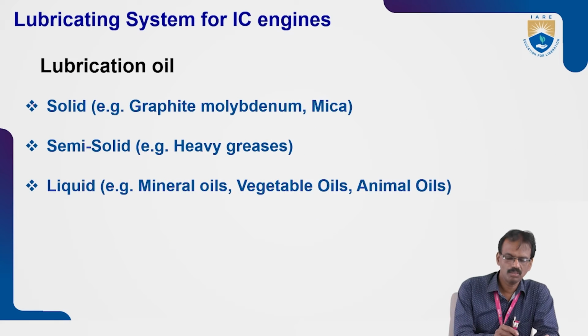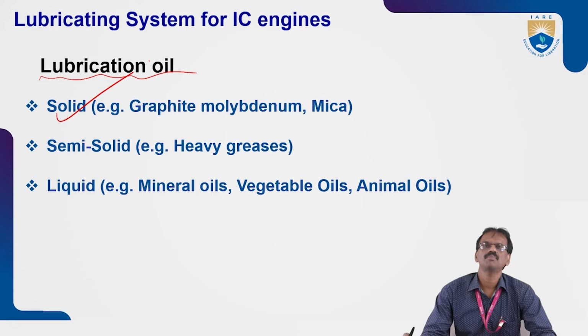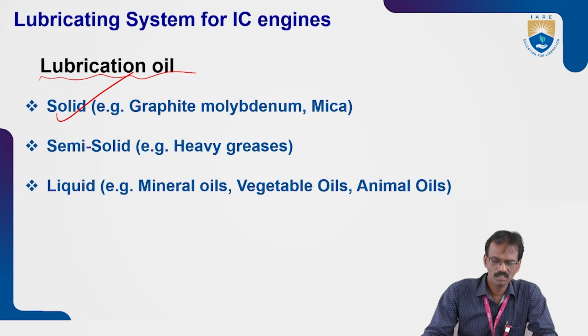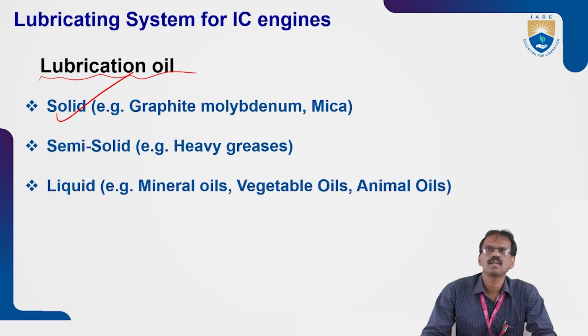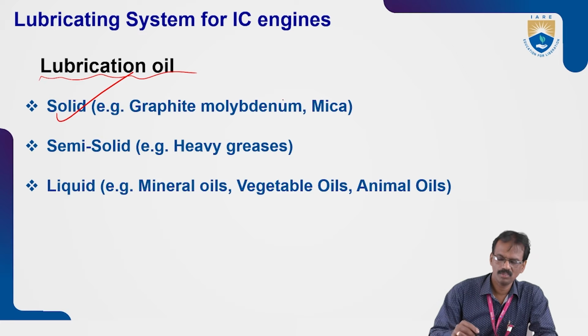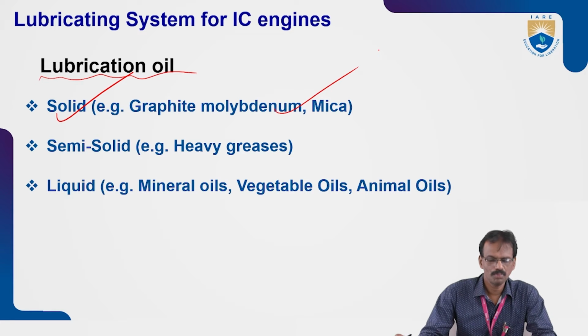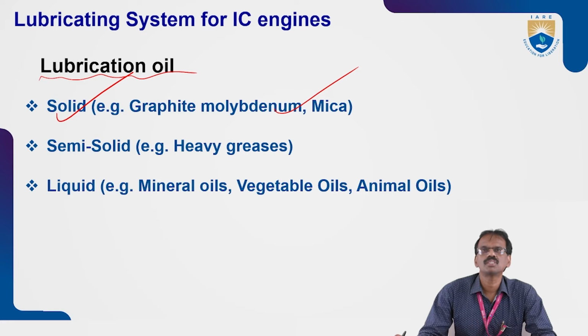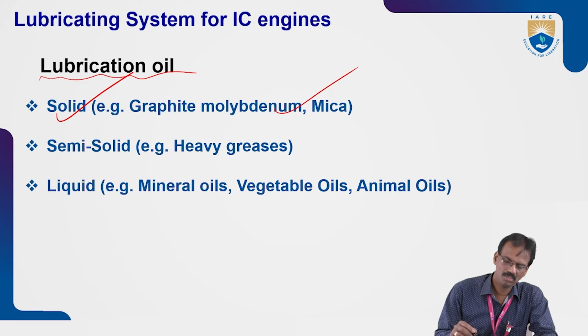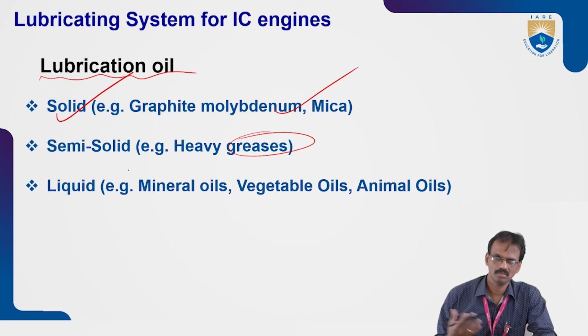So we'll see lubricating oils. There are three types. One is solid type, second is semi-solid, third is liquid type. For solid type, you can see graphite, molybdenum, and mica also. These are the best lubricating solids, for example. Next, semi-solid, we'll see heavy greases. We'll use this type of greases.